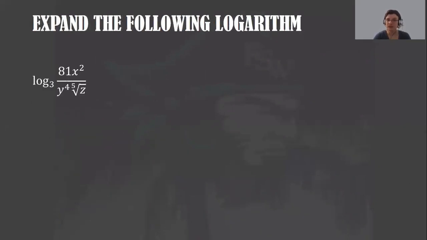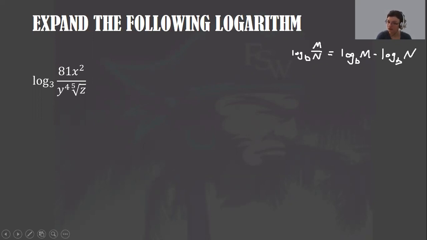For our first example, we want to expand this log as far as we can. There are going to be quite a few steps to what we're doing here. The first thing I personally like to do is check if there's any fraction occurring. And there does happen to be one right here. So when I write this, I'm going to employ the rule that whenever log base b has a fraction, this is the same as your logs being subtracted. So we'll be doing that part first.